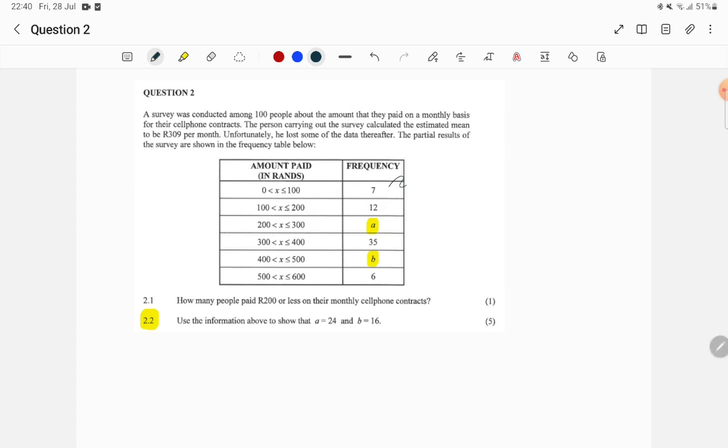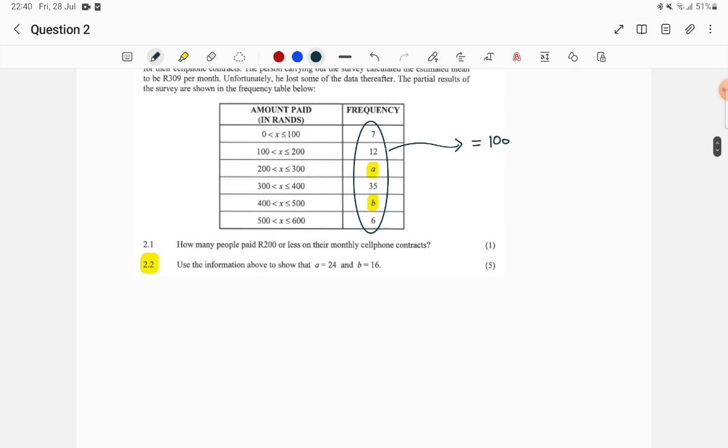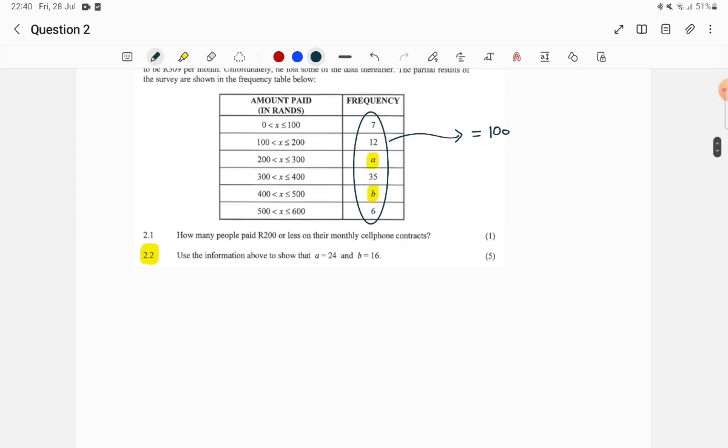So what we can do is total up this entire frequency column, which will give us the total number of people, which is 100. So we'll get an equation with A and B and equate it to 100. Firstly, let's go ahead and do that. So that would be 7 plus 12 plus A plus B plus 6 equals 100. So let's devise an equation here for A and B. And what we get is A equals 40 minus B.